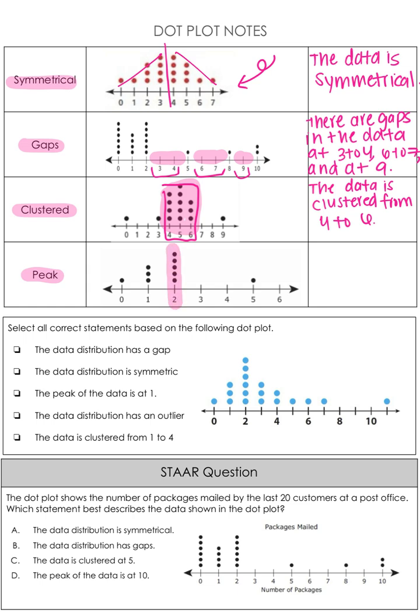So we're going to go ahead and describe that. We're going to say the peak of the data is at, and then we're going to write 2. So the peak of the data is at, and where did we say it was? 2. And again, it's because if you think about it as a mountain, that would have been the highest point. That would have been the peak.